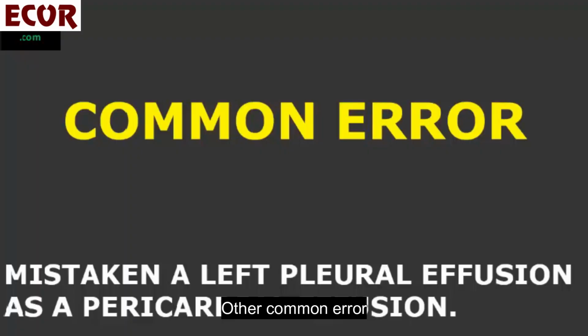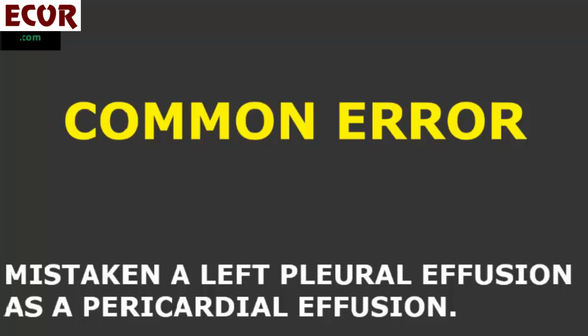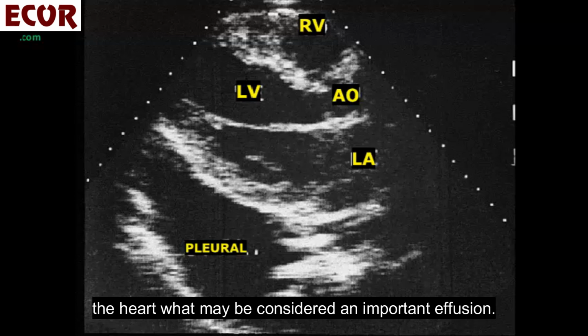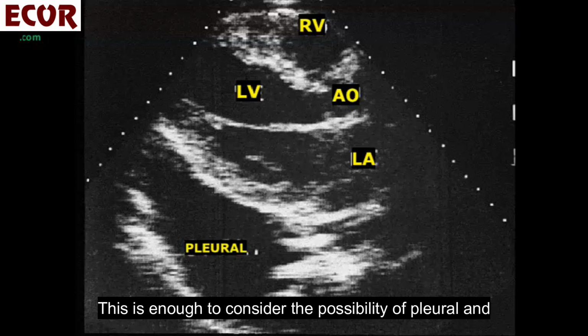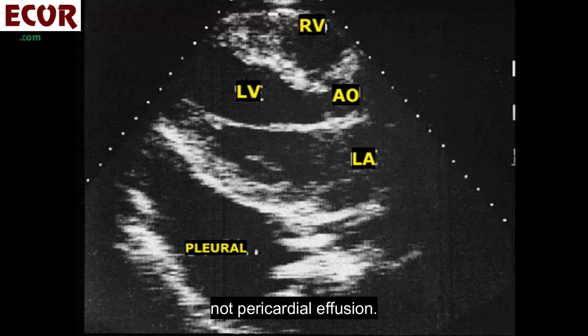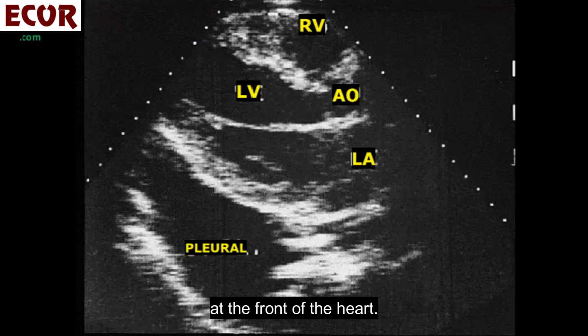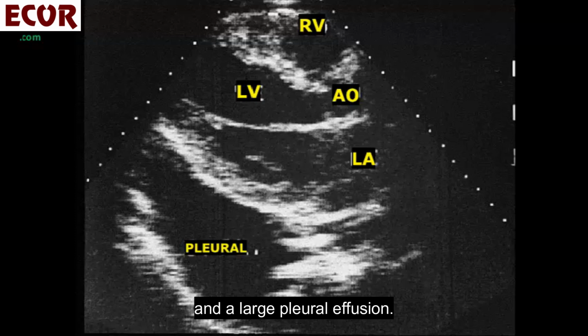Other common error: to mistake a left pleural effusion as a pericardial effusion. Notice that you have a large space behind the heart, which may be considered an important effusion, but no space in front of the heart. This is enough to consider the possibility of pleural and not pericardial effusion. A pericardial effusion this large would necessarily present a large effusion also at the front of the heart. Here we have a small pericardial effusion and a large pleural effusion.